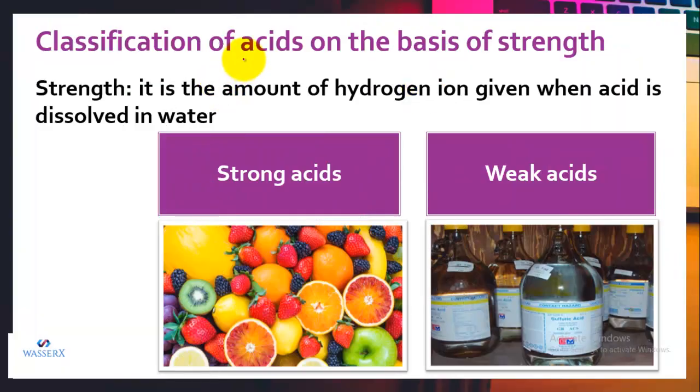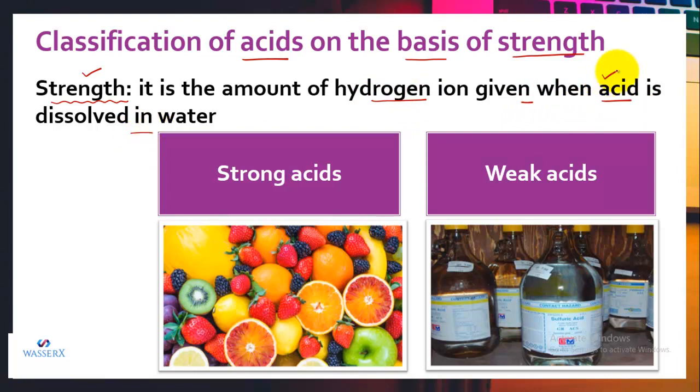Now let us classify the acids on another basis, that is the basis of their strength, that is how strong or how weak the given acid is. So let us define strength first. By using the word strength, what do we mean? What is the strength of an acid or a base? See, if I talk about strength, that means the number of hydrogen ions given when an acid is dissolved in water.